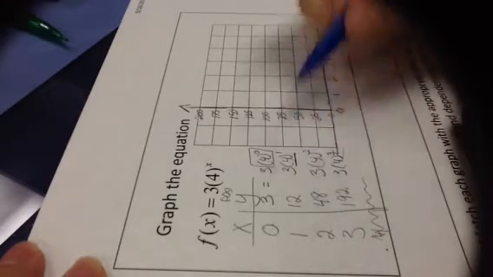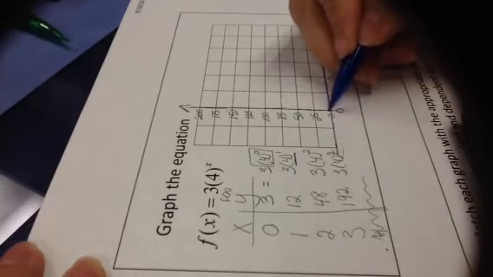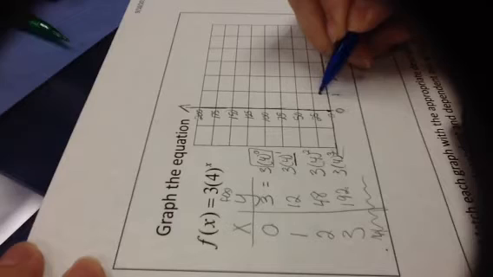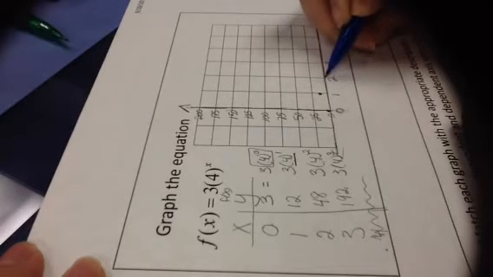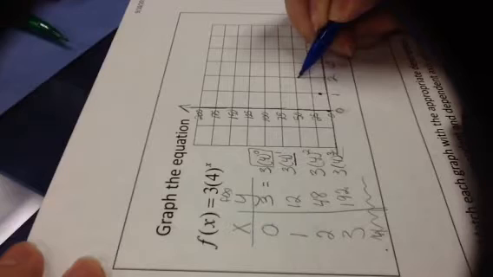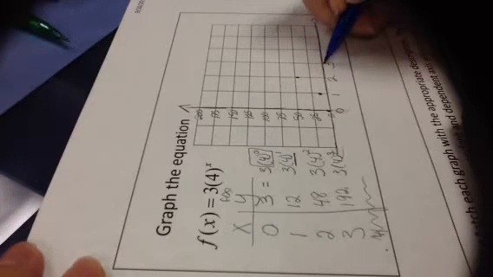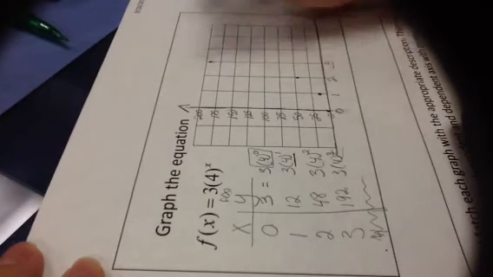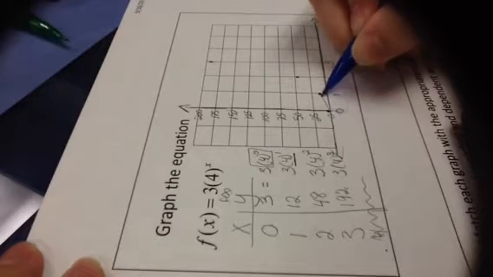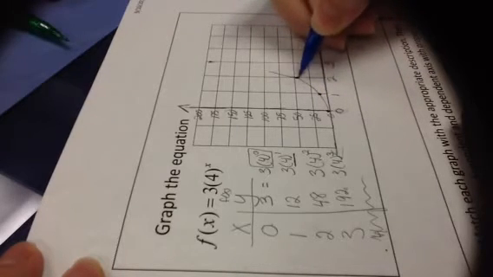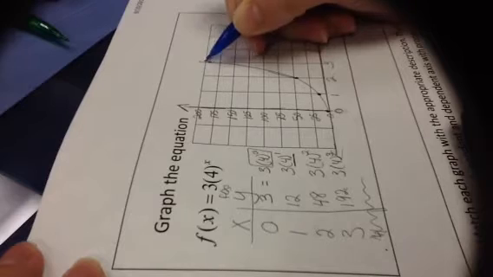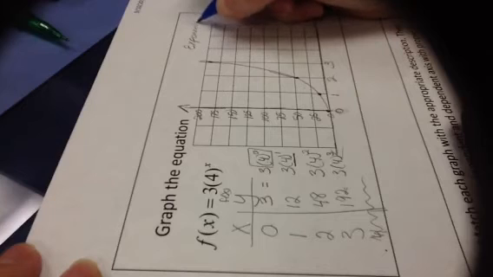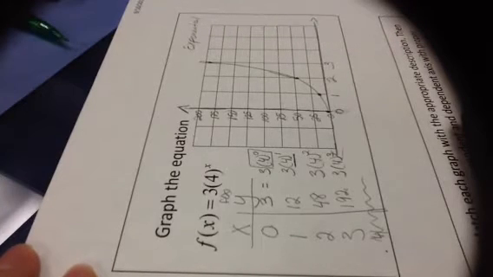So now I can graph my points. At 0 it's up 3, so just right there really close to the edge. 1 is up 12, which would be about halfway to 25. 2 is up 48, which is pretty close to 50. And 3 is up to 192, which would be up there. This is a curve, so I can't use a ruler. I'm just going to sketch in a curve. And that is what we call an exponential graph, an exponential function.